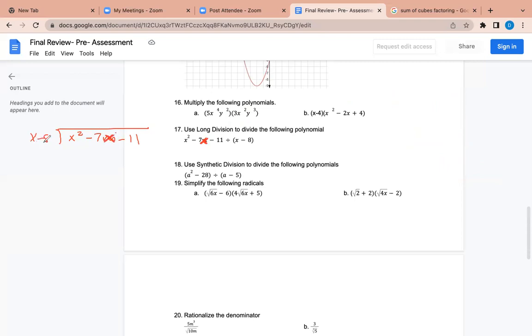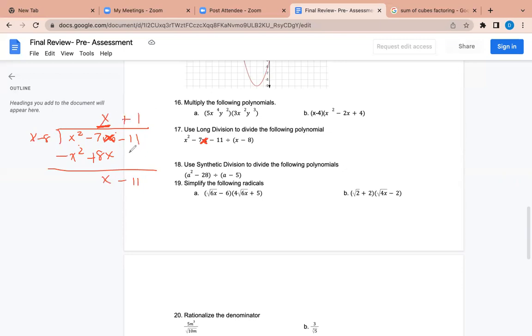You know how two terms cannot go into one term, so it will start here. What number times x equals x squared? It'll just be x, minus 8x. Then you subtract them, this becomes a plus sign. So this would be x, and then you bring down the negative 11.